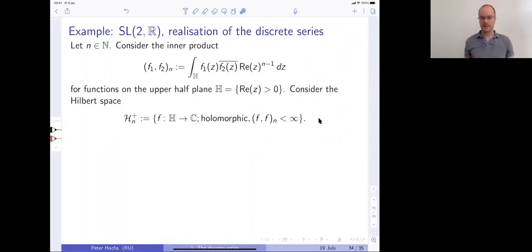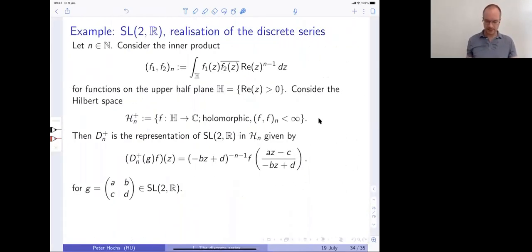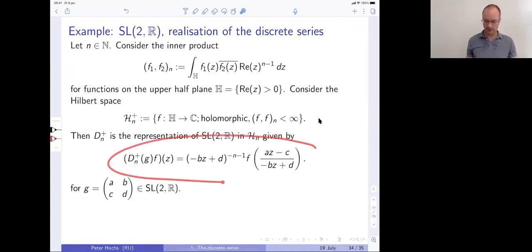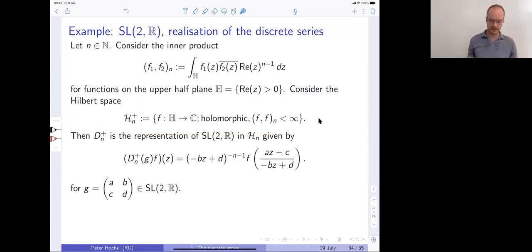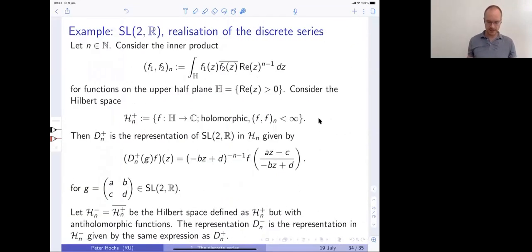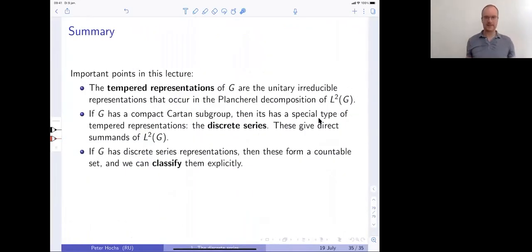Okay, time is kind of up, so maybe I won't go into this very deeply. Here's an explicit form for these discrete series representations in an explicit space. So you can write down the space and an action and you get the discrete series. Let's get the anti-holomorphic ones as well. And that's the end of the lecture.